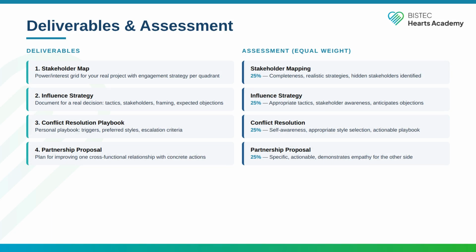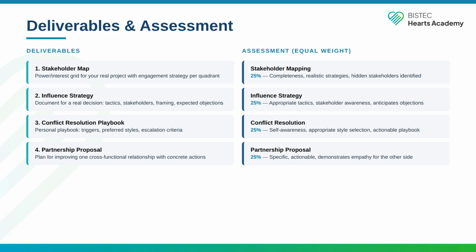4 deliverables, equally weighted at 25% each. First, a stakeholder map. Create a power interest grid for a real project you're working on. Include an engagement strategy for each quadrant. The best maps identify hidden stakeholders that others might miss.